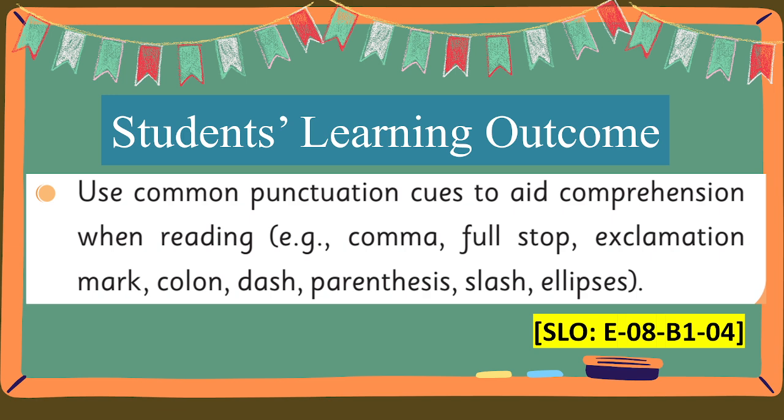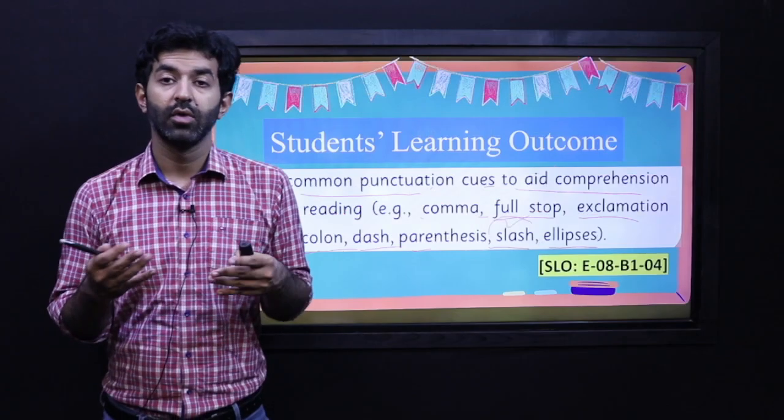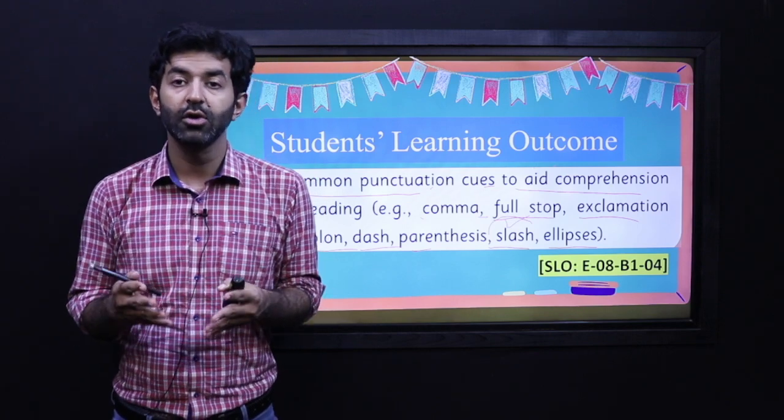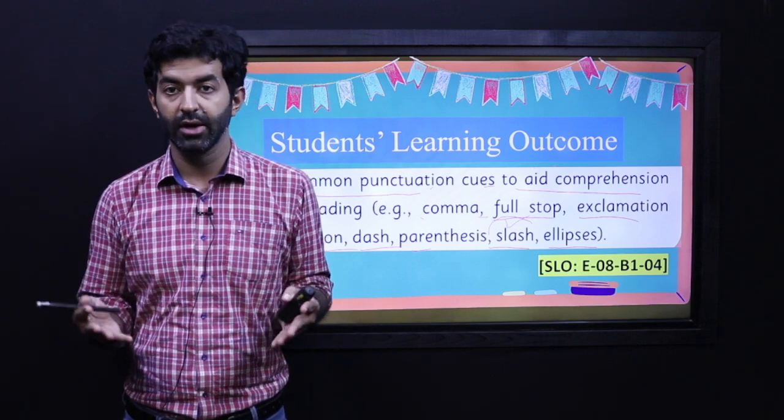It says, use common punctuation cues to aid or to help comprehension when reading. For example, we have all these punctuation cues: comma, full stop, exclamation mark, colon, dash, parenthesis, slash, and ellipsis. There are a lot of other punctuation cues or marks as well. But today in this lesson, according to the book, we are going to discuss the punctuation cue slash. Yes, there are different variations and also different uses of slash that we use in our writing.